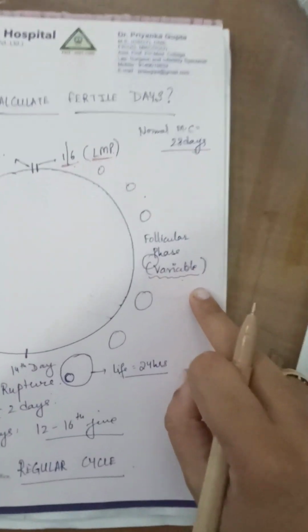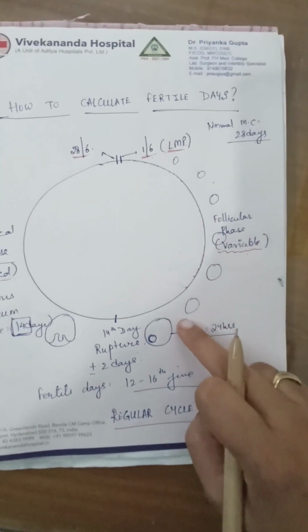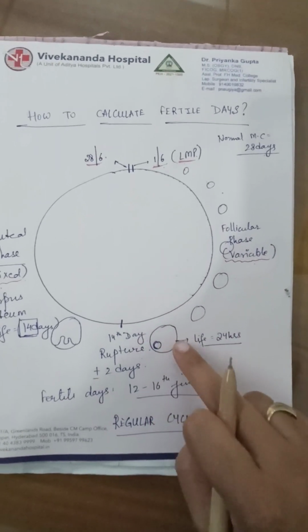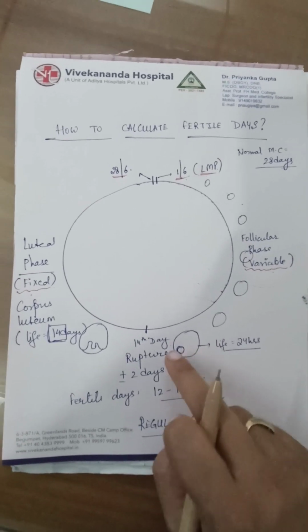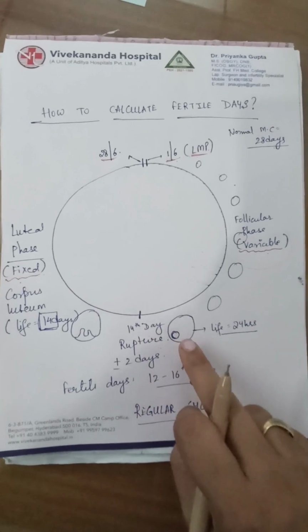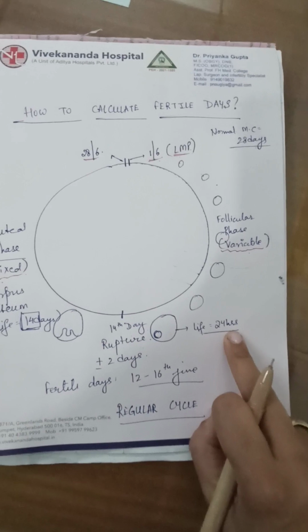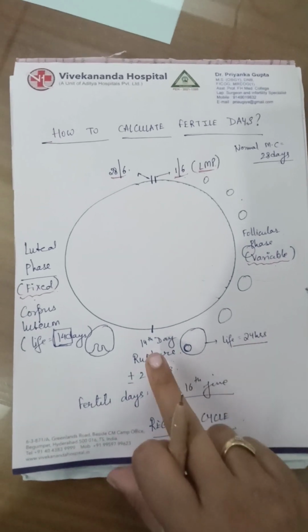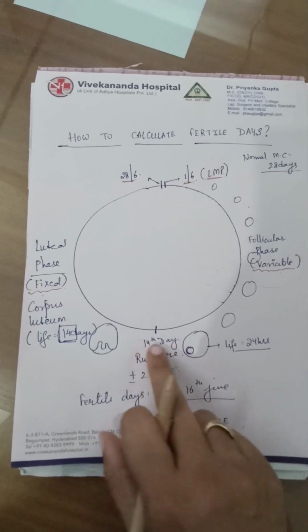So what happens in the follicular phase is that the eggs will start becoming bigger. The follicle will ultimately become bigger and mature. This follicle is having an egg. This egg will rupture on the 14th day of the cycle. Now this egg has a lifespan of 24 hours. But still we give one more day advantage to the patient, and that is why we will plus minus 2 days in this 14th of June.